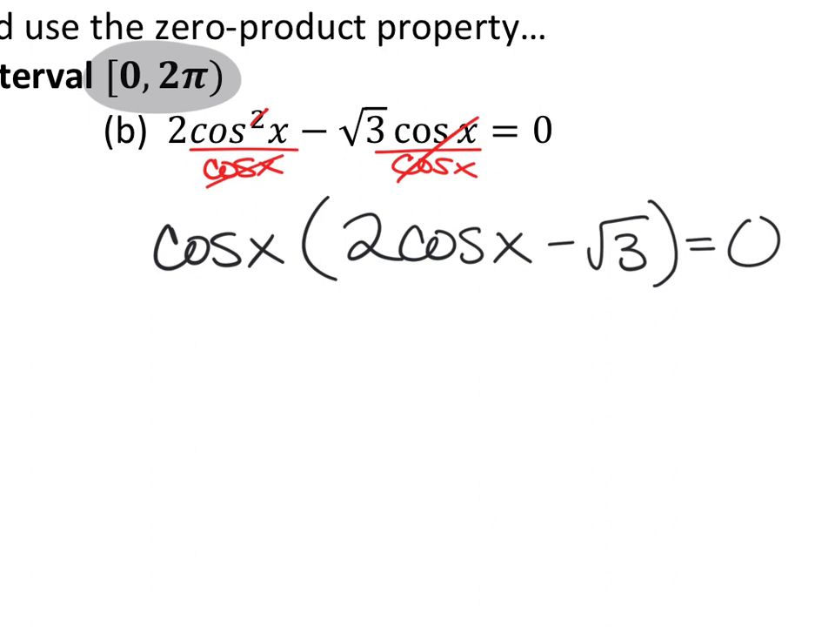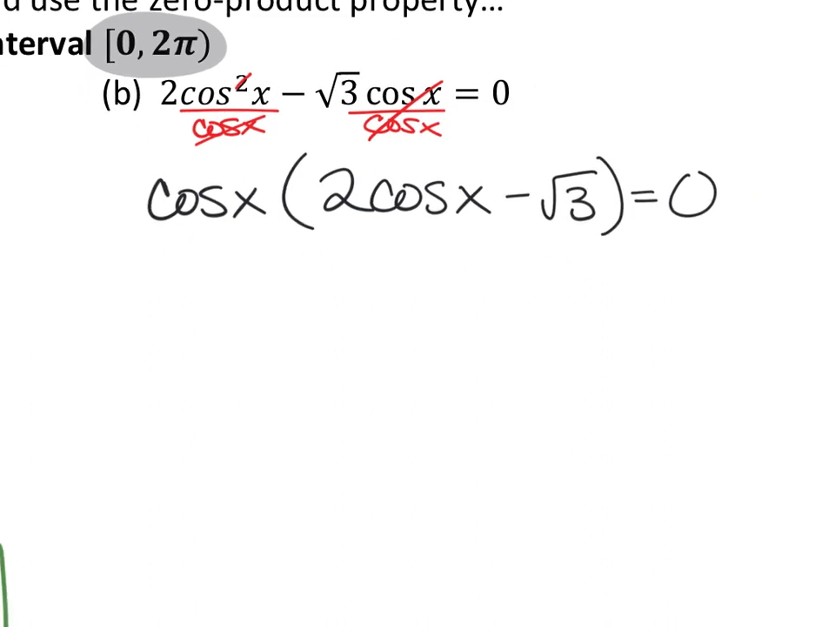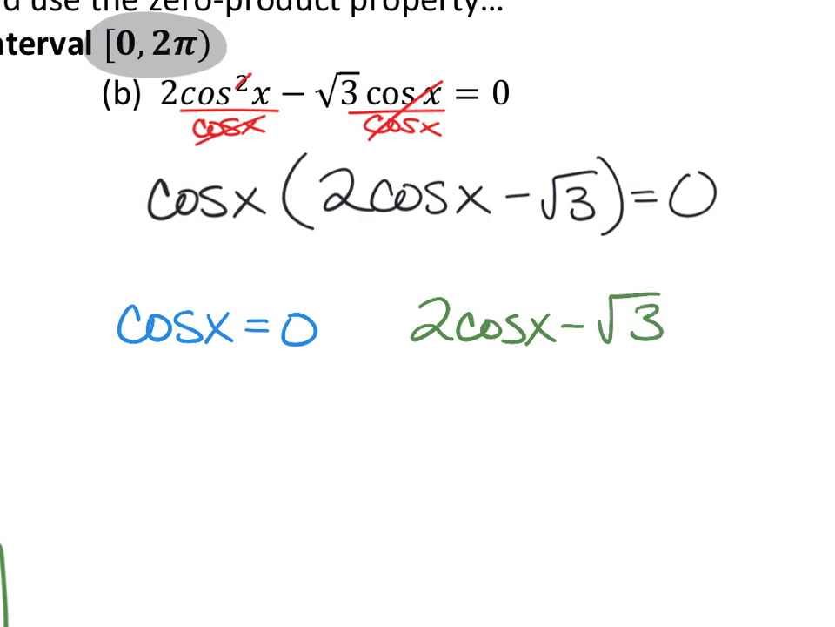But once you have it in factored form, which this is, it's when you split it into two problems. Our two problems that we're going to work on are cosine of x equal to 0 and 2 cosine of x minus square root 3 equal to 0. The blue one should be easy. Technically, we've already answered this. Where are the two places along the unit circle where cosine of x is 0? Pi over 2 and 3 pi over 2.